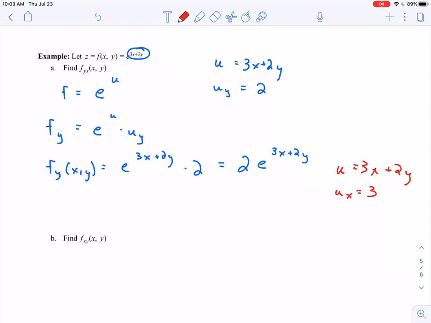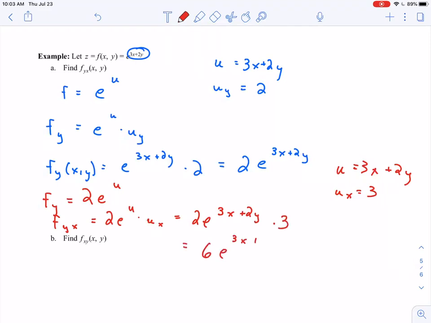So if you need to, take a moment here and say, okay, f sub y, this is really equal to 2e to the u. So the derivative of that with respect to x, f sub yx, is going to be 2e to the u times u sub x. So this is 2e to the 3x plus 2y times 3, or 6e to the 3x plus 2y power. So here's that second order partial derivative that I was looking for. This is f sub yx of x y. Holy moly.